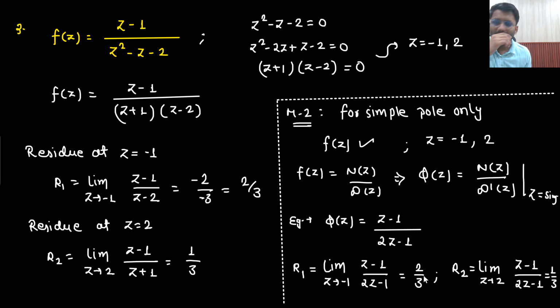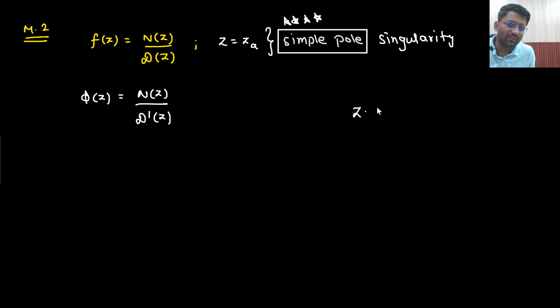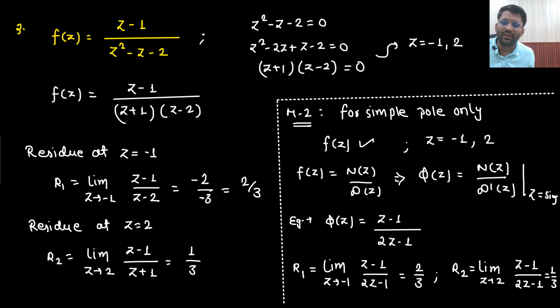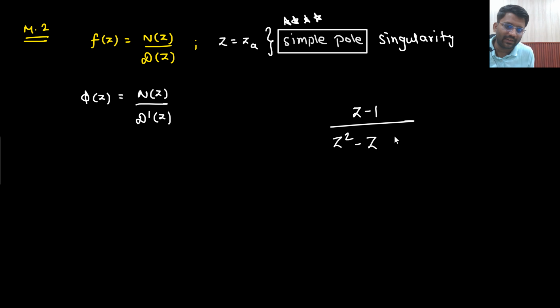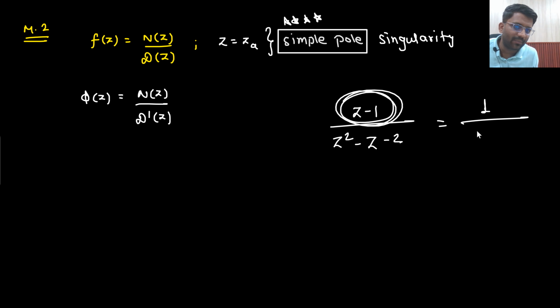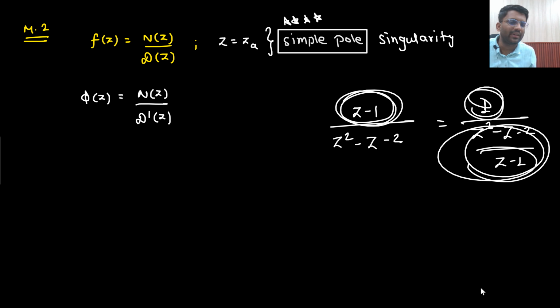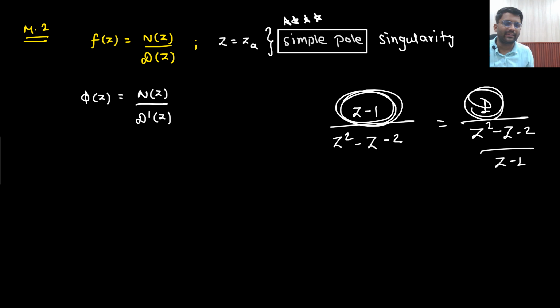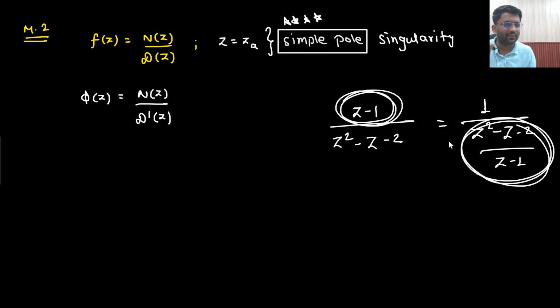Now someone may have a doubt that sir, how are you defining what is numerator, what is denominator? Someone would say that sir, this was the function, z minus 1 upon z square minus z minus 2. So sir, now this is my numerator and this is my denominator. But sir, what if I write down the same function as 1 upon z square minus z minus 2 and this z minus 1 comes downward? So sir, this will become my numerator and this will become my denominator. So yes, you can treat it like that. You can also treat in this manner.